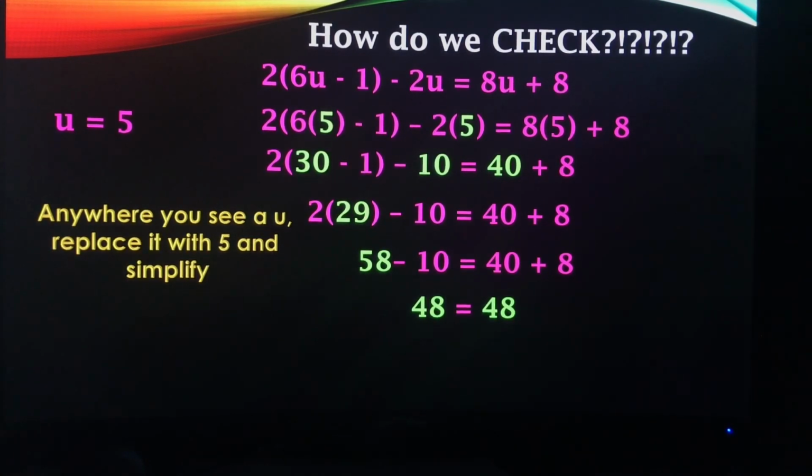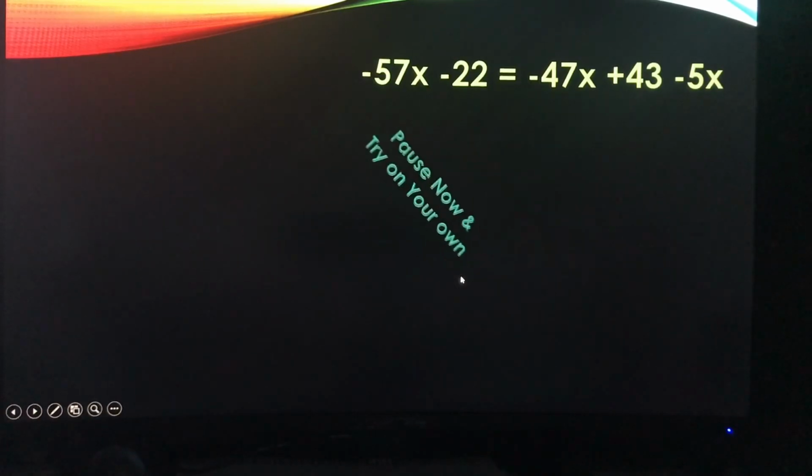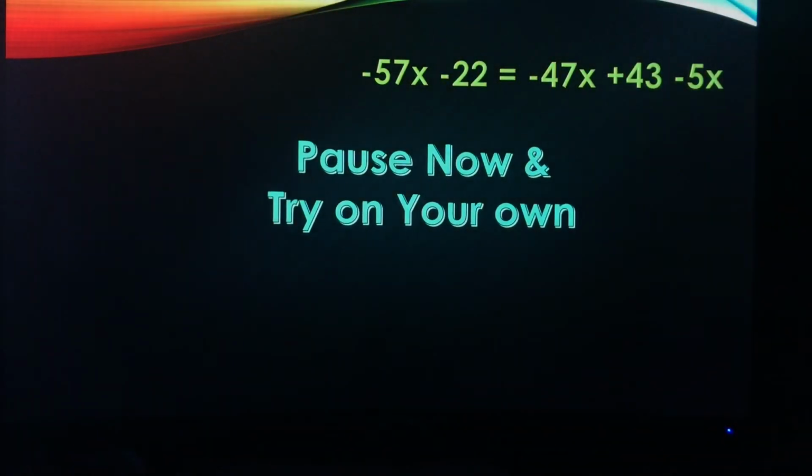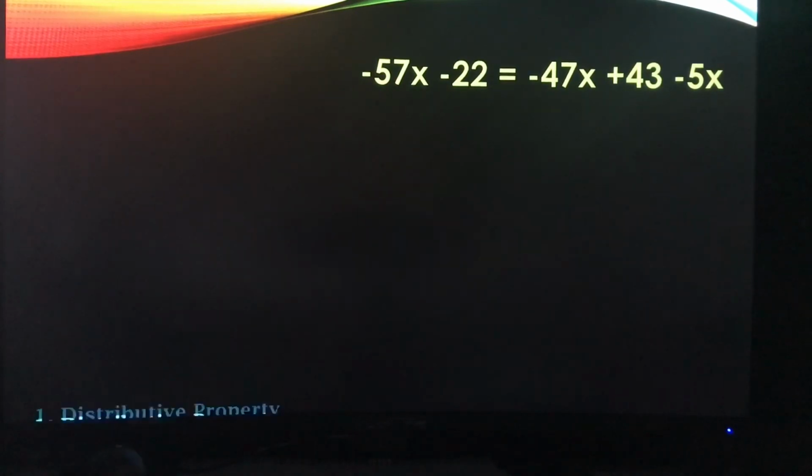If both sides of your equation work down to the same number, then your solution is correct. If when you do it, you have unbalanced sides, there was a mistake in your solving, you need to go back and check. Okay? So, take a moment to pause now and try this one on your own. Let's see how you did.